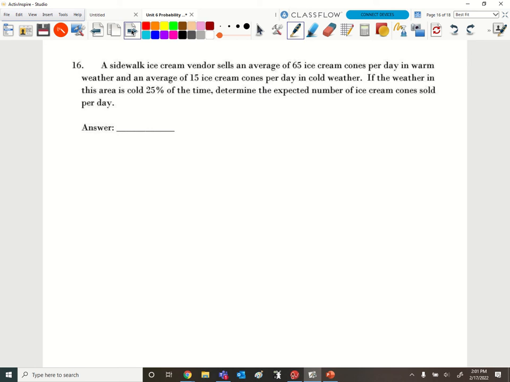So what we're going to do is we're trying to average this out. On a cold day, we know it's 25% of the time. So I want to write that as a fraction. How would I write that? 25 over 100, right? Now, what is the complement to that 25%? 75. So 75% of the time, it's a good day. And on a good day, what do I get? 65.